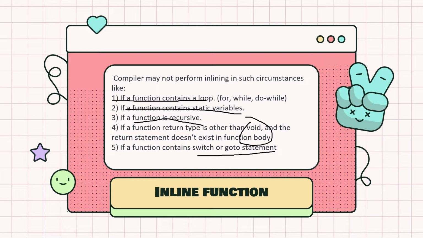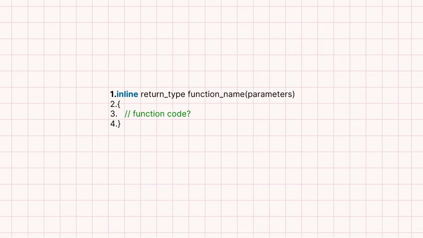Then we have to move to another slide. This is the syntax of an inline function. First there is the keyword inline. Then we have the return type. It should not be void. And then we have the function name, and the parameters, obviously there is a parameter of int type, and then we have curly brackets and there is the definition of the function.